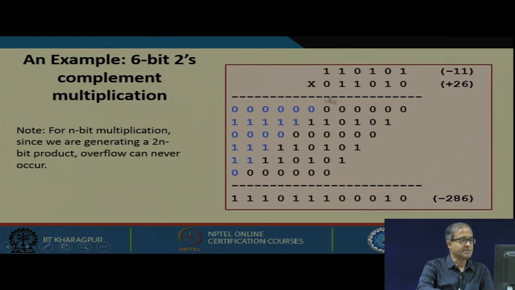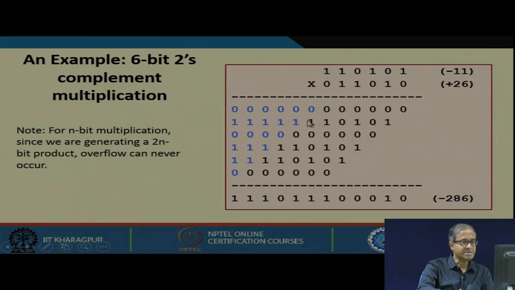Just look at it. We are multiplying minus 12 as the multiplicand, which is a negative number, with a multiplier which is positive, let us say plus 26. We are representing them by 6 bit numbers. So, the result is supposed to be 12 bits, twice of that. When the first bit is 0, 0 multiplied by this will be 0. So, we are sign extending it by adding 6 zeros in the beginning to make it a 12 bit partial product.